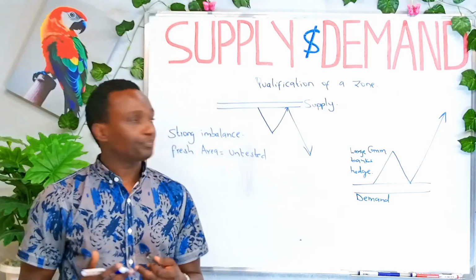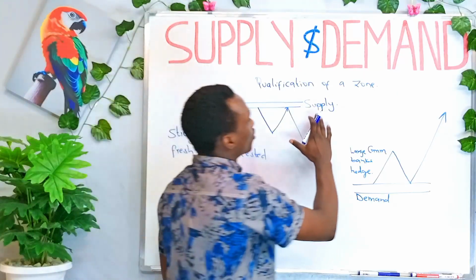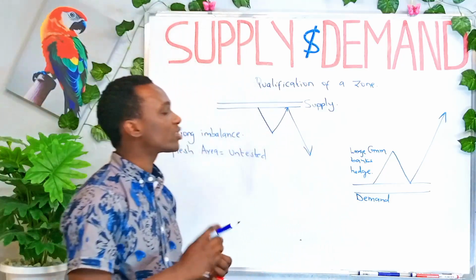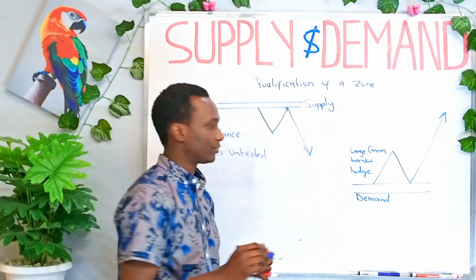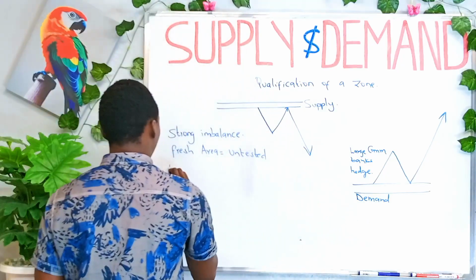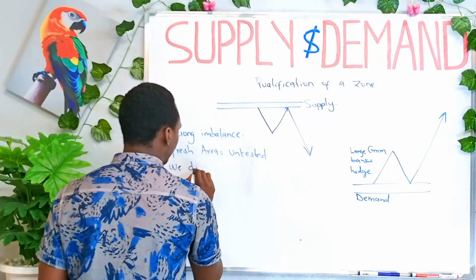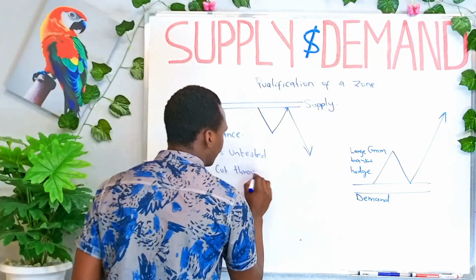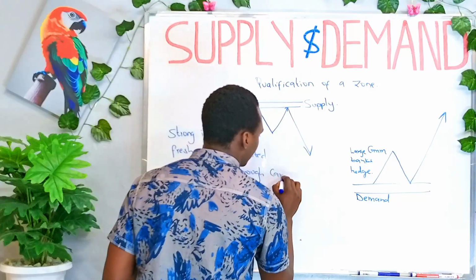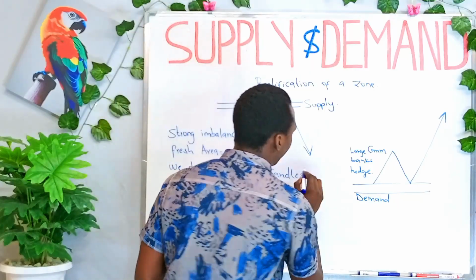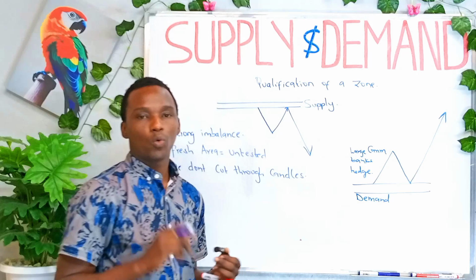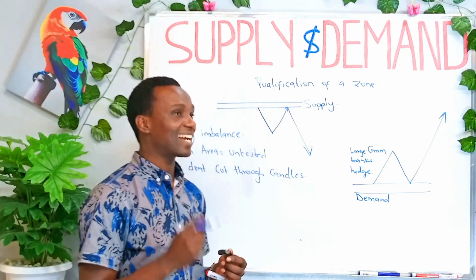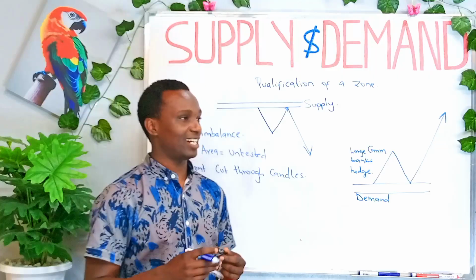Remember, when mapping out these two zones, the supply and the demand zones, we do not cut through candles. We do not cut through candles. These are very important points. When marking our supply and demand zones, we do not cut through candles.